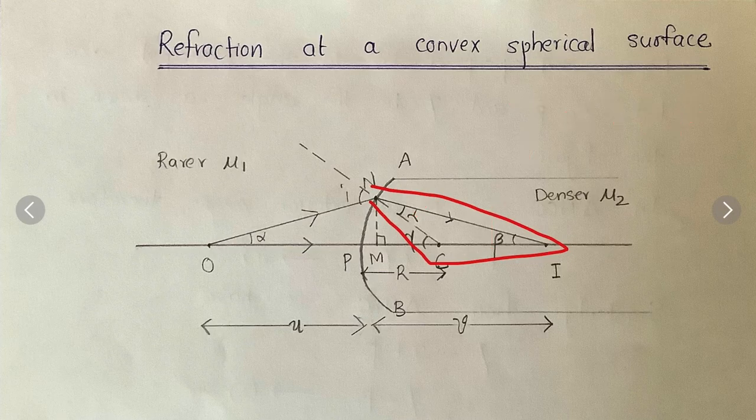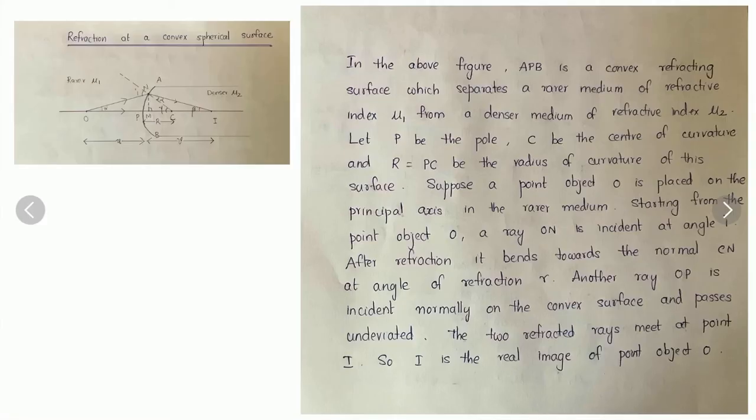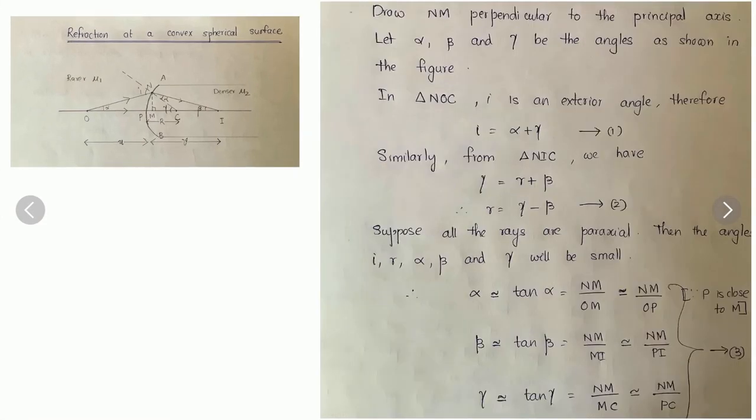So gamma is equal to R plus beta. Let's go back to that place. Yes, here. Gamma is equal to R plus beta. This is what I have taken. Therefore, R is equal to gamma minus beta. This is equation number 2.